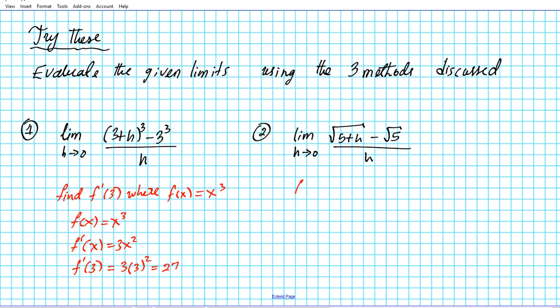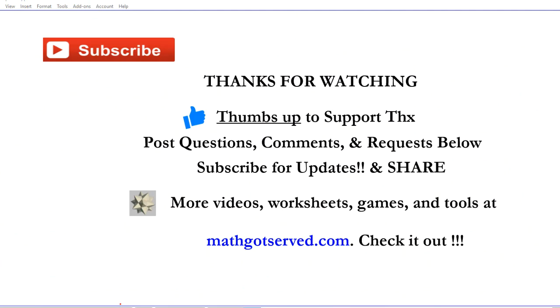And then for this one, you have to find f prime of 5, where f of x, the function, is the square root function. If f of x is root x, then f prime of x is going to be 1 over 2 root x, and then f prime of 5 is going to be 1 over 2 root 5, and then you can rationalize that, times the top and bottom by root 5, and you have root 5 over 10. Okay, so there you have it.